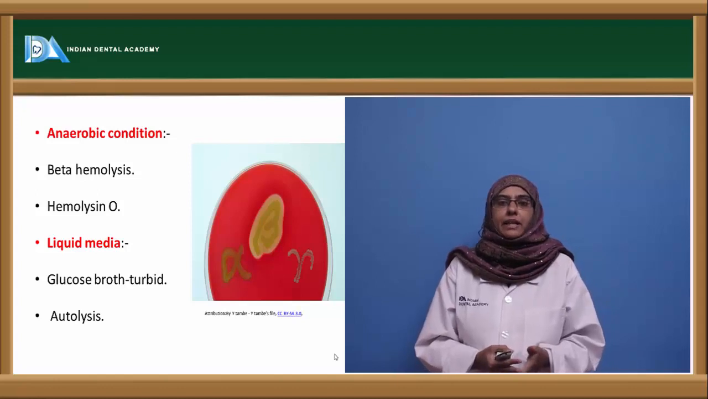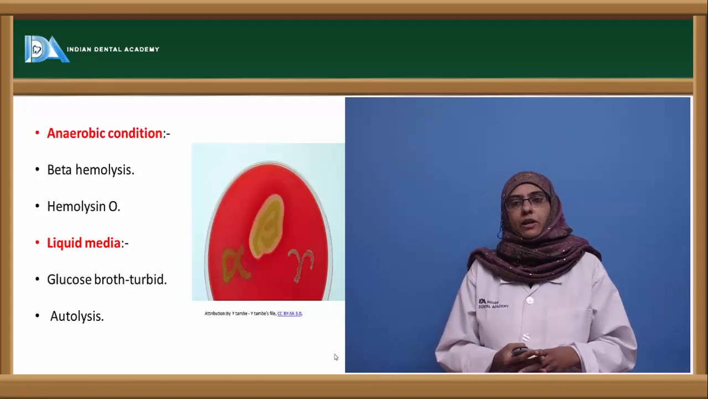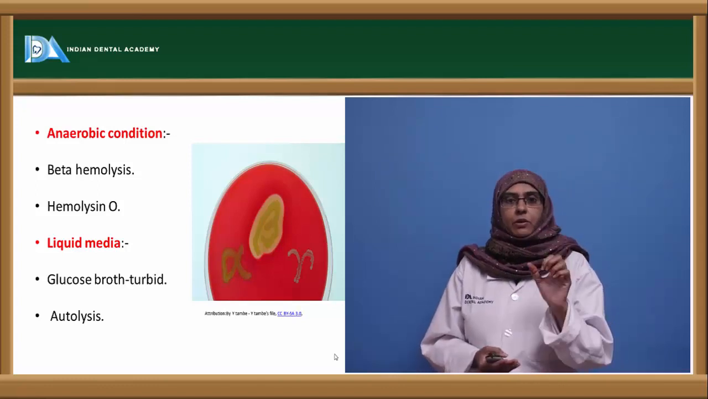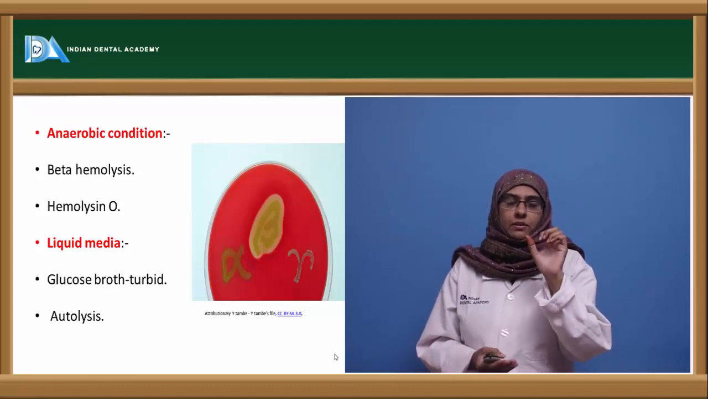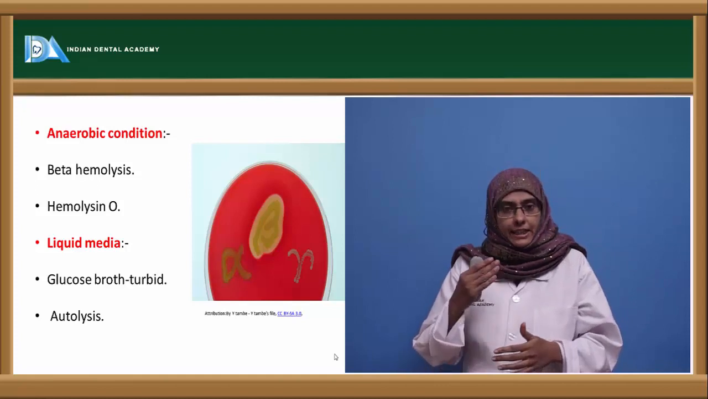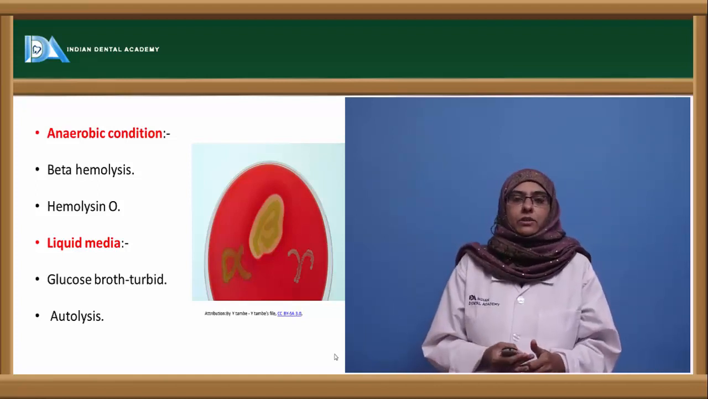Now, on incubation in anaerobic conditions, because they are facultative anaerobes, these organisms show complete lysis around the zone, which is called beta hemolysis. It is because of a specific protein released by the organism, called hemolysin O, which is similar to the streptolysin O toxin seen in Streptococcus species. So, it is a heat labile hemolysin O that brings about the beta hemolysis on the blood agar media.